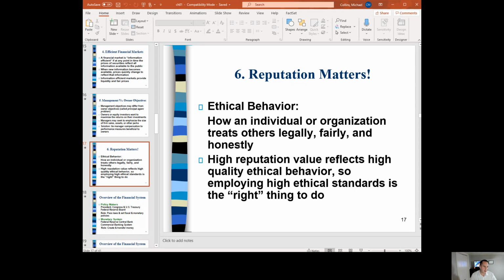Our reputation matters, so ethical behavior is very important. It is how an individual or organization treats others legally, fairly, and honestly. High reputation reflects high quality ethical behavior. So employing the right ethical standards is the right thing to do.